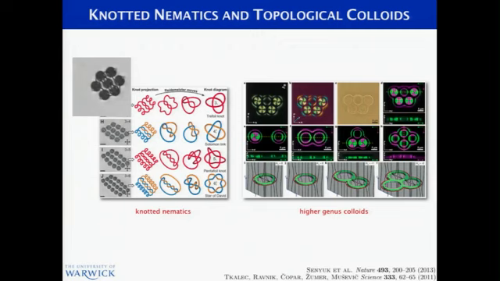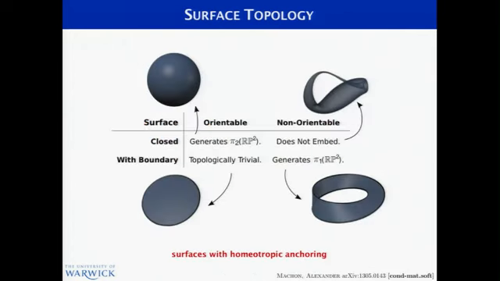So we got excited by this and wanted to know whether we could construct any knots of our own, and whether we could do it just by choosing the right topological properties for the colloid that you throw into the liquid crystal. So the first question that you should ask yourself there is, what are the topological implications of putting different types of surfaces into a liquid crystal? So that's what I want to tell you about first.